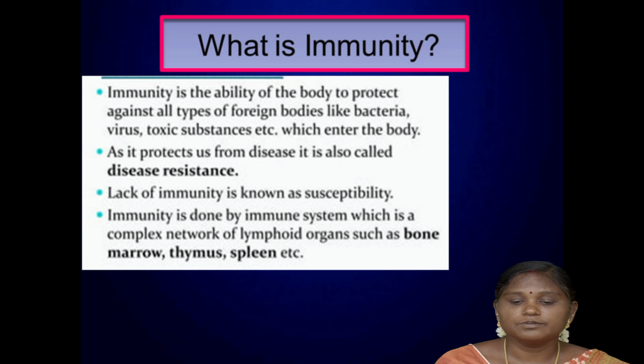So lack of this immunity is known as susceptibility. The term susceptibility means that the body carries the disease. If it lacks immunity power, the body is susceptible to various diseases. So the statement is, lack of immunity is known as susceptibility, right? The immunity is done by, again, the immune system. Already we have seen, right, in the earlier slides, which is a complex network of lymphoid organs such as bone marrow, thymus, spleen, etc.